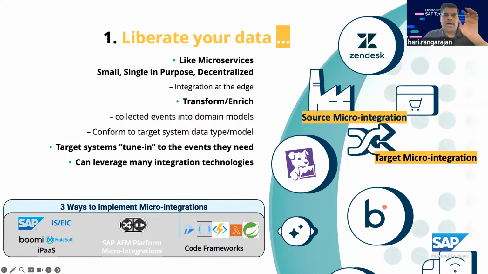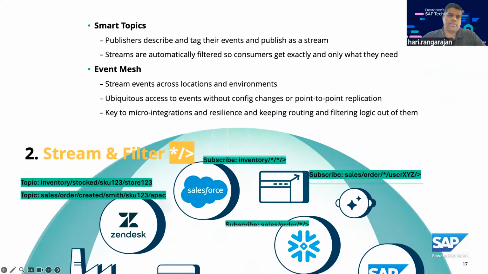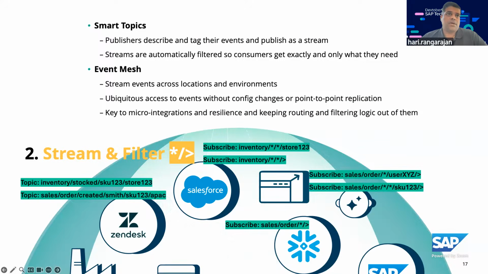So we have our events on the broker. What do we do next? We stream and filter them, right? So using smart topics, AEM has these multi-level hierarchical smart topic structures where you can have something that looks like inventory, which has been stocked, and there's a SKU ID and the store ID for that event, right? Or you could have a sales order which has been created by the name of the order, or Smith, that's the last name, and you have the SKU ID and the region in which this order was placed, right?